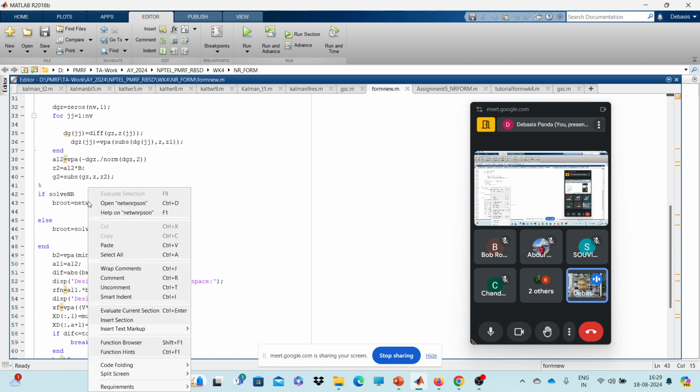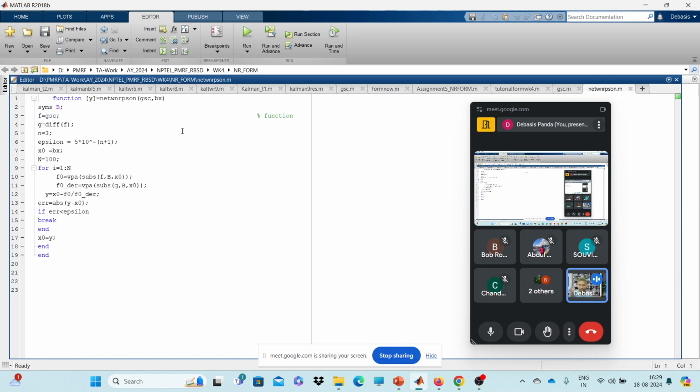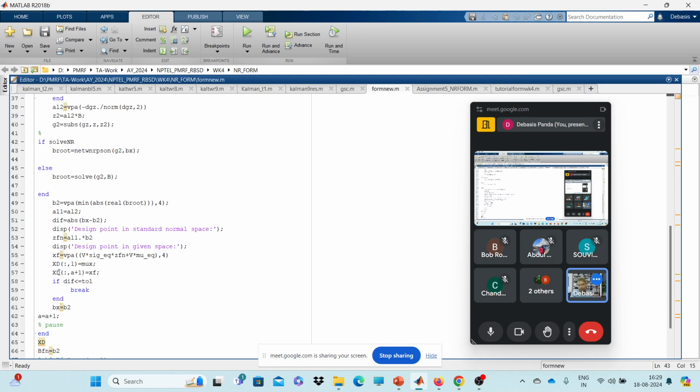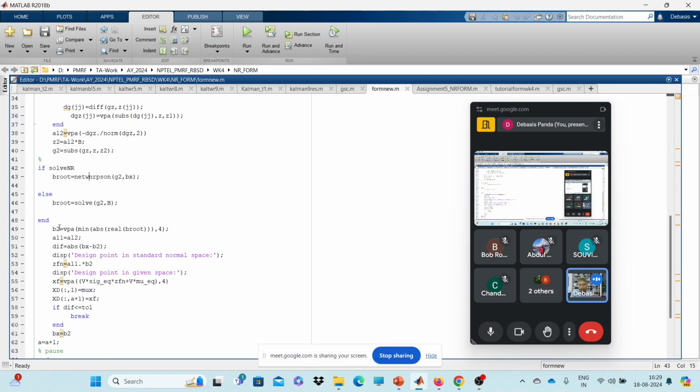For the Newton-Raphson technique, I have created another function file to solve it. We will see it, but today we haven't solved using Newton-Raphson, so we will stick to just the root finding technique. That will work well for this case. Once we have the roots, we get the beta. Once we have beta, we can find the alphas and check whether the difference between the final beta and initial beta is within the tolerance limit. If so, it will break; otherwise this loop will continue until the tolerance is achieved.